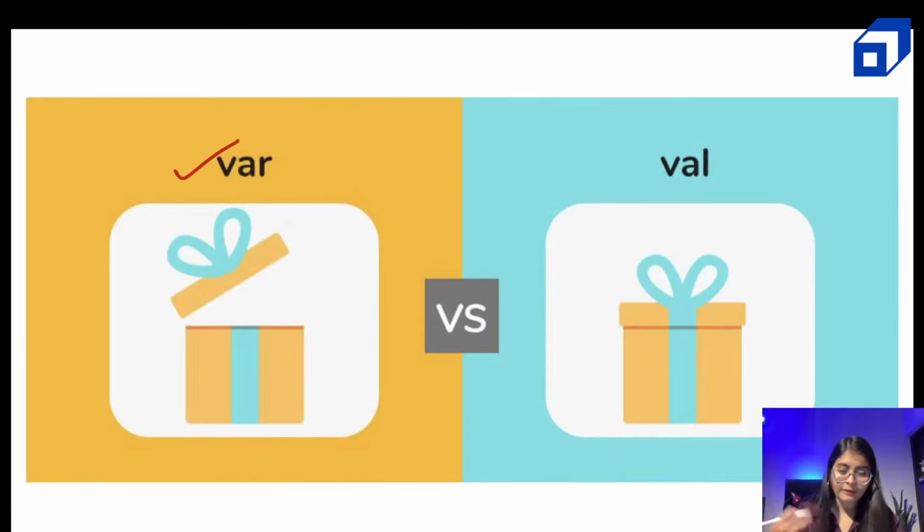So the way to create a variable is very simple. var and val, these are the two keywords that we use to create variables in Kotlin. So this is var and this is val. What is the difference? It's important to know. It's very important to know, I would say.